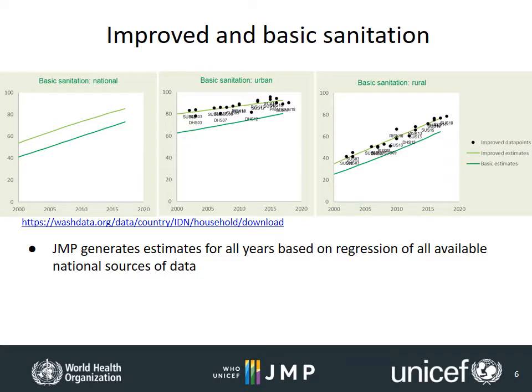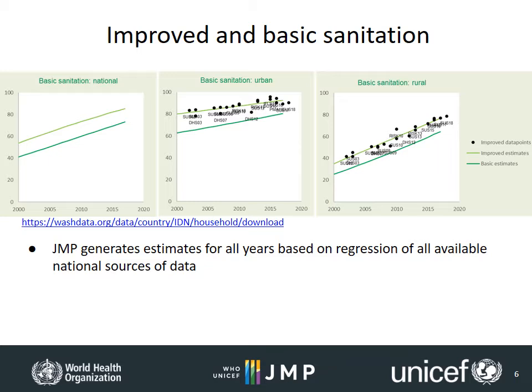Once we've extracted data from all of the available national data sources, we use a simple linear regression to generate estimates for all years in the reference period. That's 2000 to 2017. In this example from Indonesia, you can see that we have a large number of data points, but some countries have far fewer.